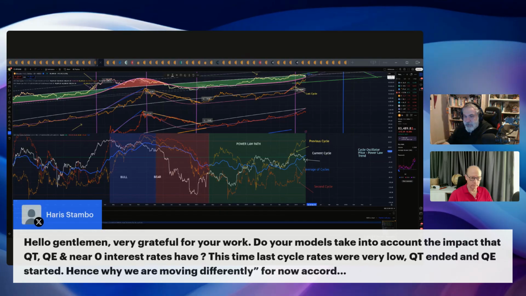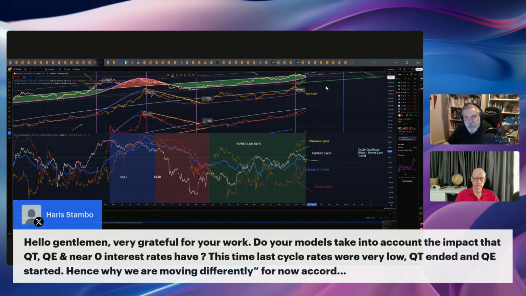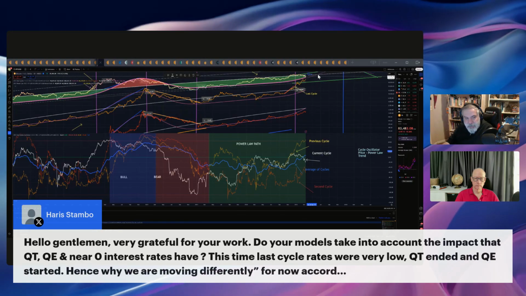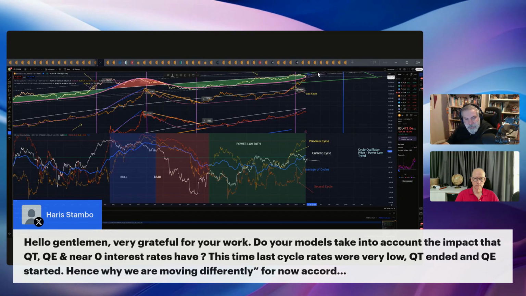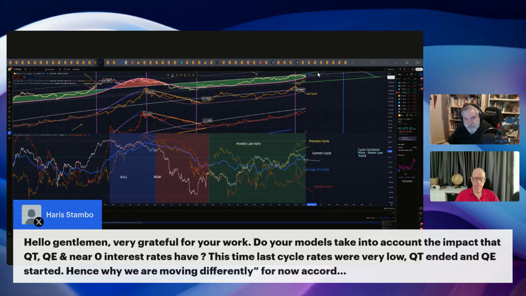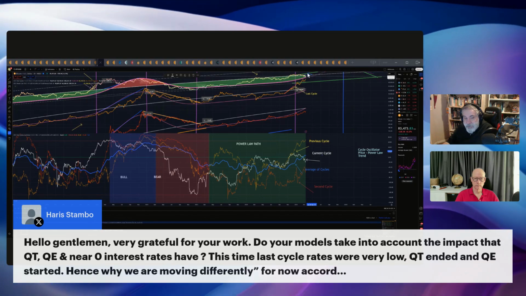Okay, so the next question. Do your models take into account the impact of QT, QE, or interest rates at the time of the last cycle rating? Do you want to answer this question?